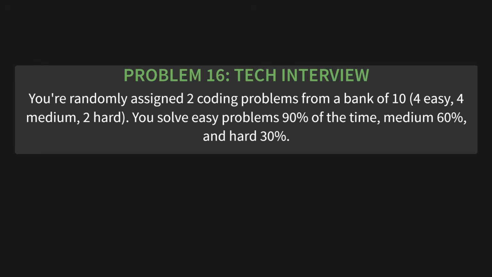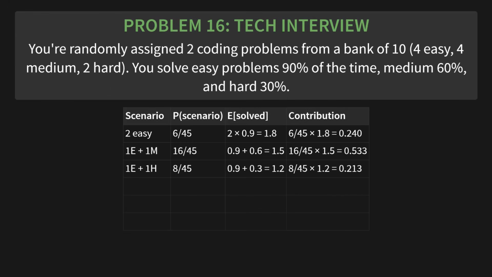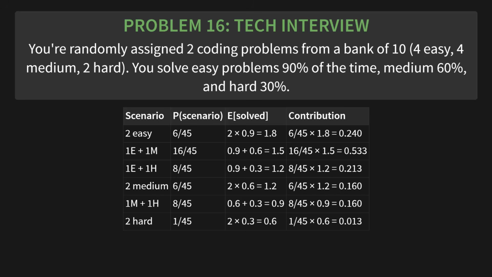This is where we combine everything we know. We need to consider all possible problem combinations and their solving probabilities. Think about it this way. If you get 2 easy problems, you'll solve 90% of each. So that's 1.8 problems on average. If you get 1 easy and 1 medium, that's 90% plus 60%. 1.5 problems solved.